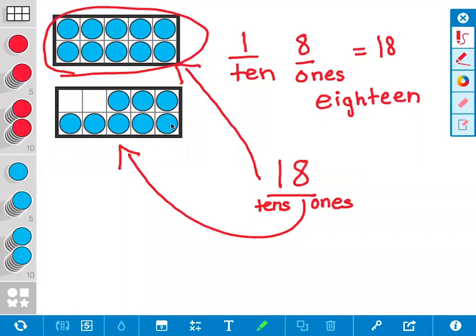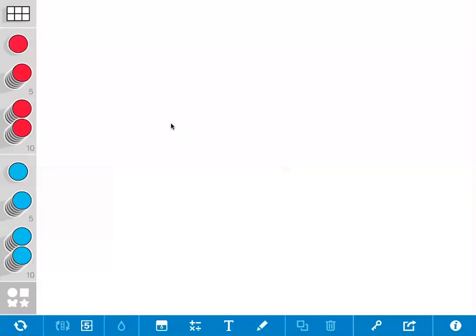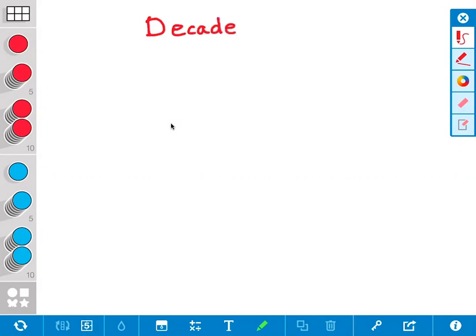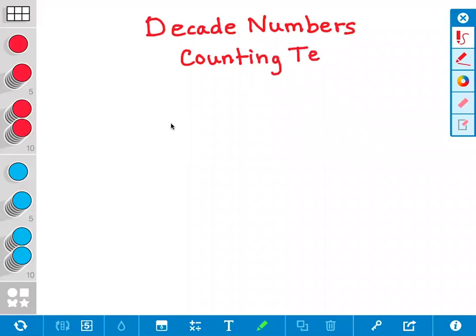Now I want to talk about decade numbers. Decade numbers, you already know what that is. This is just the fancy word for counting by tens. So counting your tens, it's just the fancy way. So we're going to do our decade numbers.